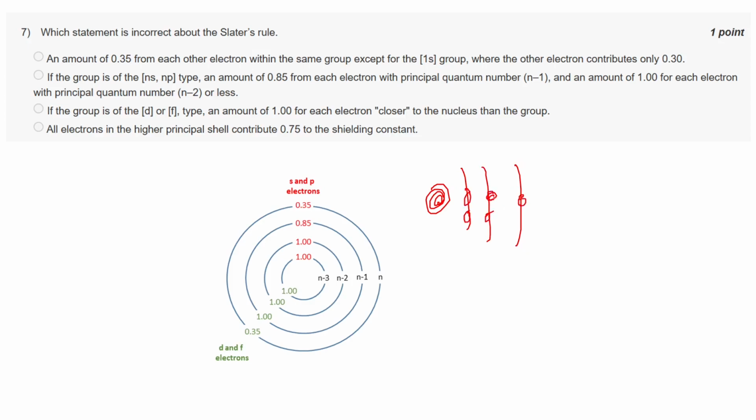The interaction or attraction felt by this electron with the nucleus is different from the interaction felt by this other electron, because these electrons are giving some kind of shielding to the nucleus. Because of that, this electron cannot really see the nucleus as effectively as this one. And if we compare it with this one, it again has all these electrons shielding it from the nucleus. So this one also sees less of the nucleus.